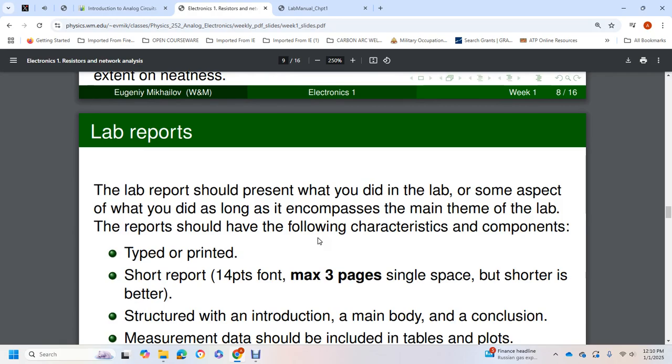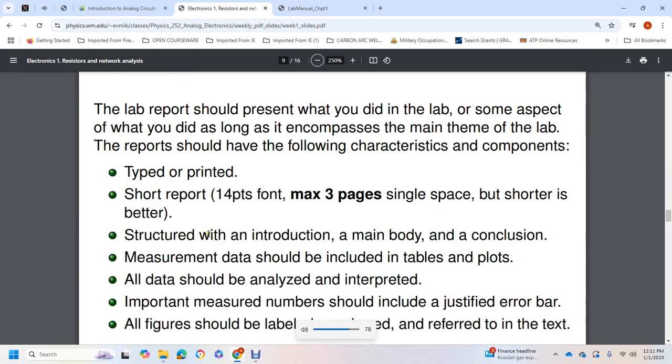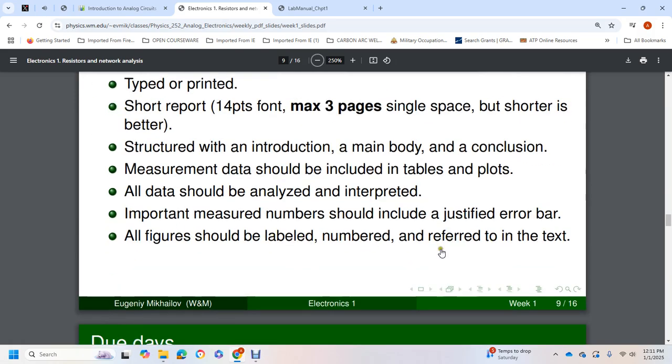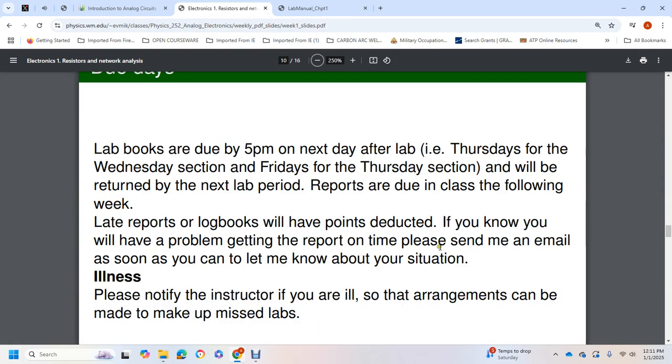The lab report should present what you did, some aspects of what you did, along with what encompasses the main theme of the lab. The report should have the following characteristics: typed, printed short report, max 3 pages. Structure: introduction, main body, conclusion, with measurements included in a table or plots. All data should be analyzed and interpreted, and measured numbers should include error bars. Figures should be labeled and referred to in the text. Lab books are due.